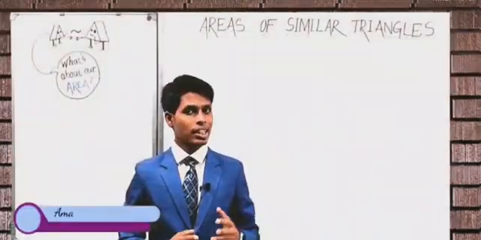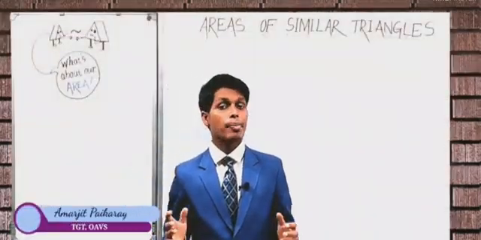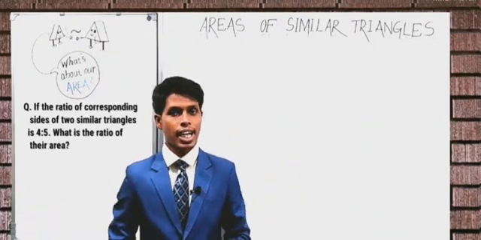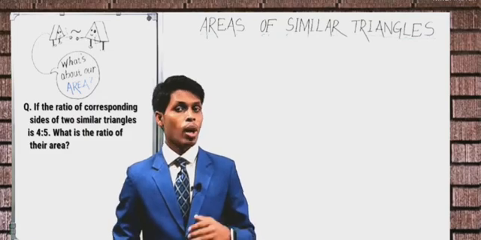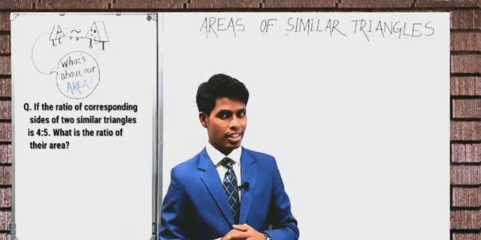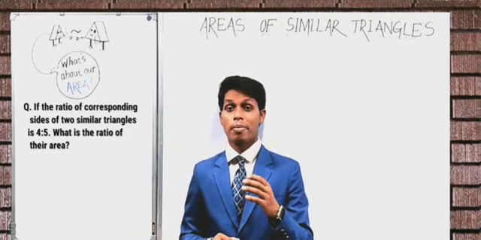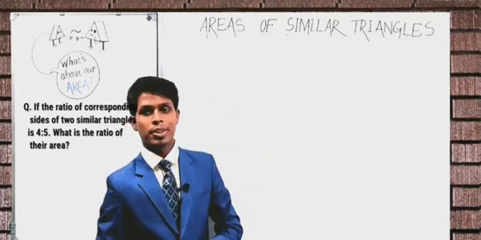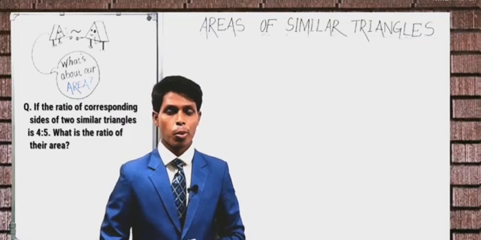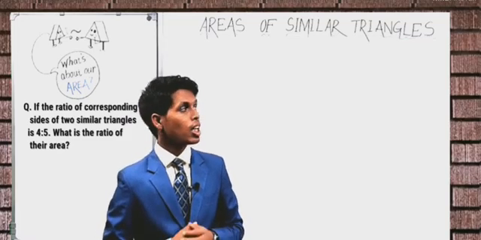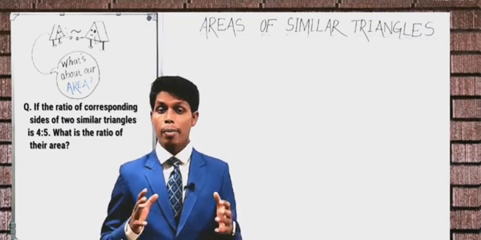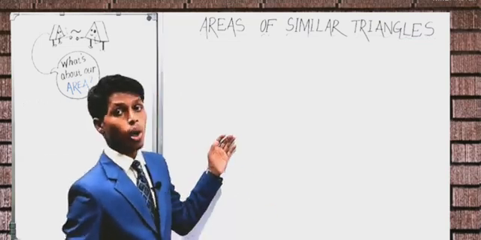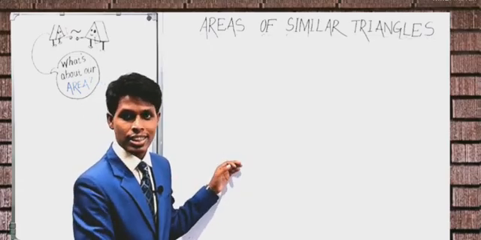So let's start the class with a simple question. If it is given that the ratio of the corresponding sides of two similar triangles is 4:5, what can you say about their areas? The answer is very simple if you know the theorem related to areas of similar triangles. So let's move to Theorem 6.6, which gives you a clear idea about the ratios of areas of similar triangles if you know the ratio of their corresponding sides.